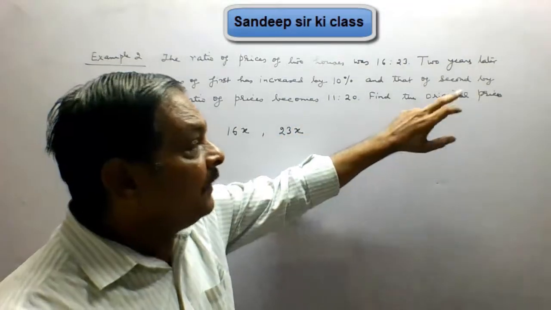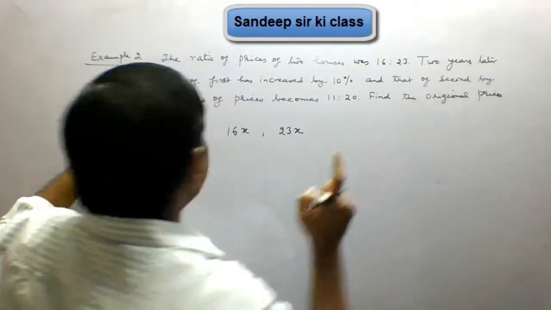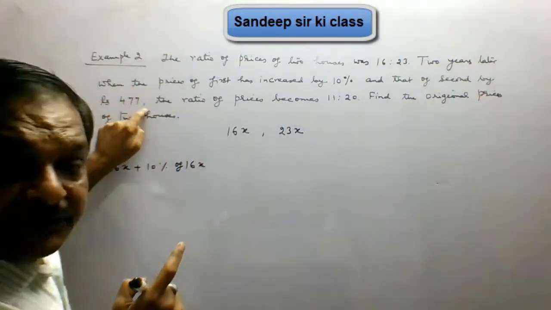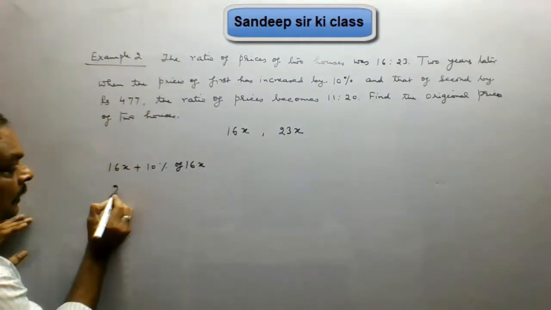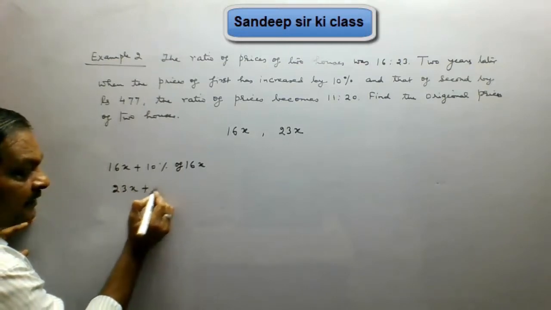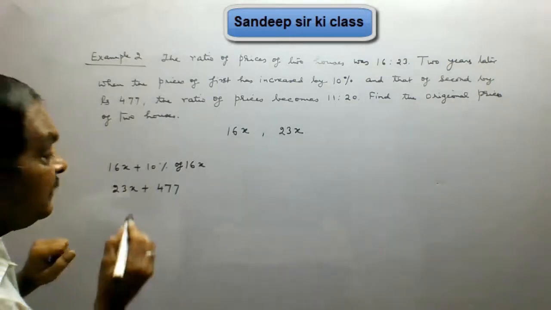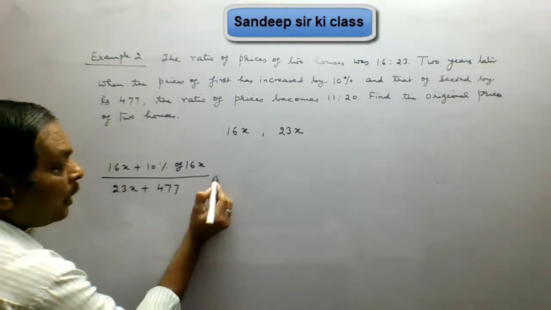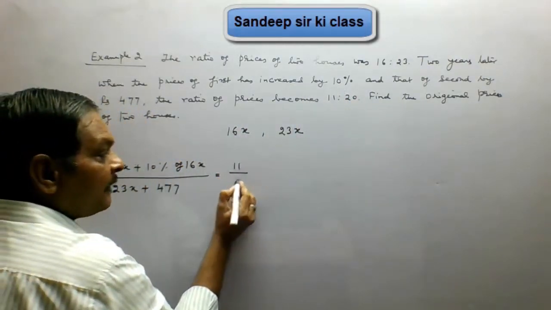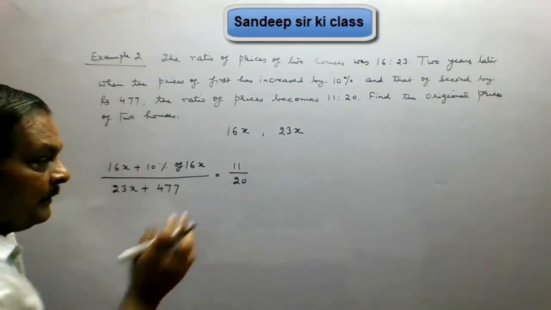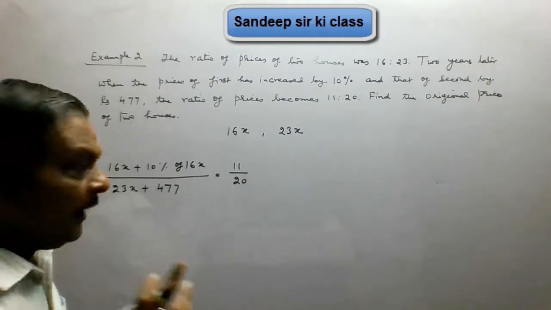The second house price is increased by rupees 477, which means now the second house price has become 23x plus 477. According to the question, this ratio is 11:20, which means 11 upon 20. This is the equation we have now got, from which we will find the value of x.